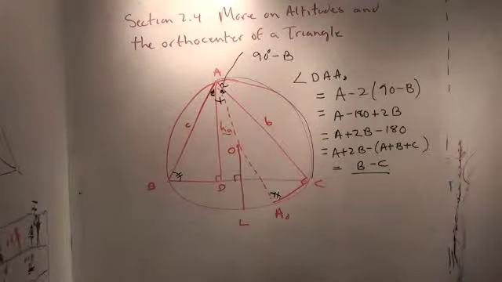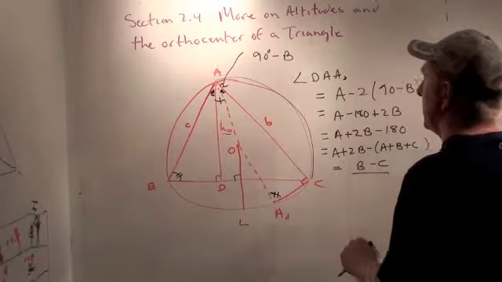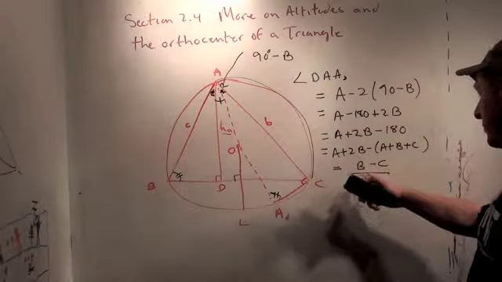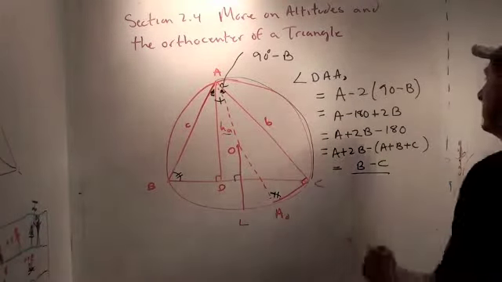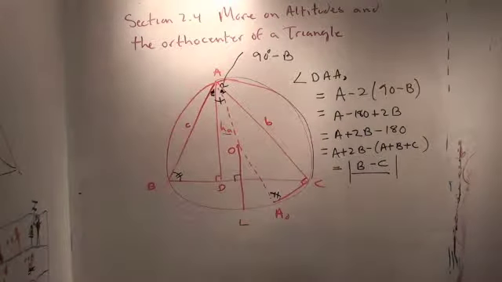Now, I should say this formula comes about when B is greater than C. If C was greater than B, the exact same arguments would have said C minus B. So what we really need to do is just put an absolute value on that, because you don't know ahead of time which angle is bigger.